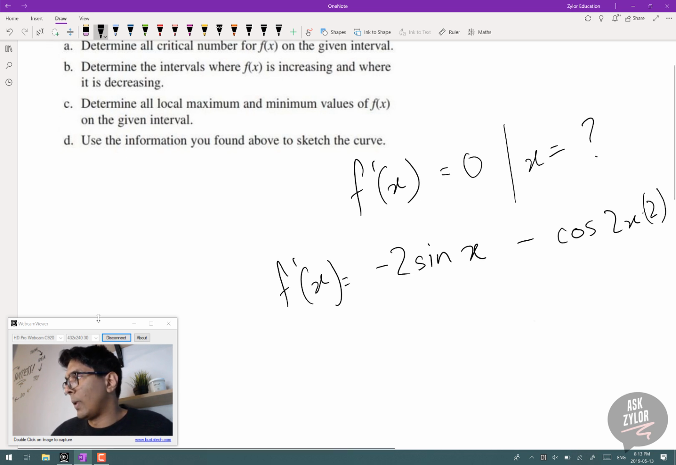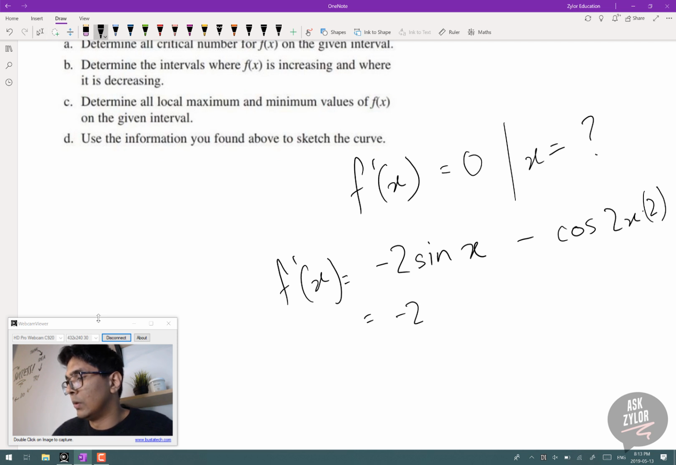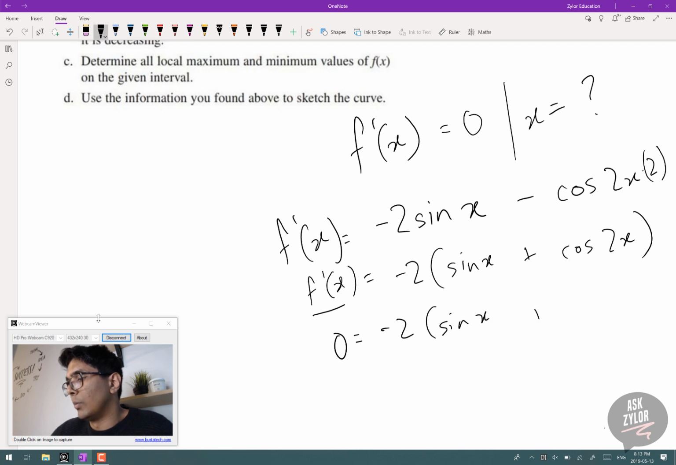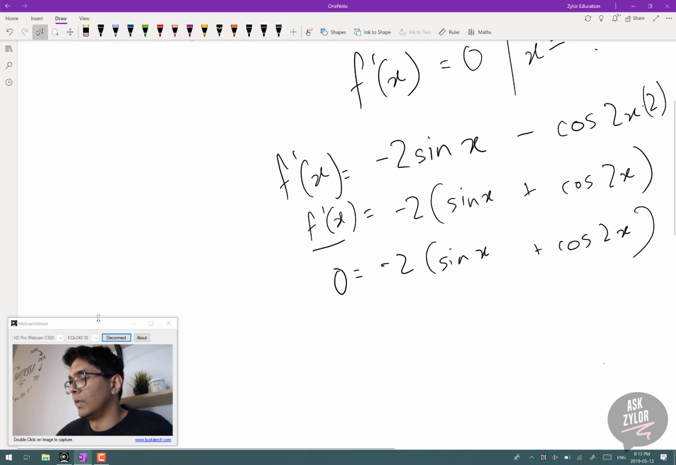Right. So this is equal to negative 2. I can factor the negative to give me sine x plus cos 2x. Right. This is equal to my derivative function. Now they're asking me to find the critical points, right? So my derivative should equal 0. So I'm going to substitute that with 0, and then I can find what my x values are. So it's going to be 0 equals negative 2 times sine x plus cos 2x. Now I'm going to isolate for my x's so I can divide both sides by negative 2. So that gives me 0 is equal to sine x plus cos 2x.